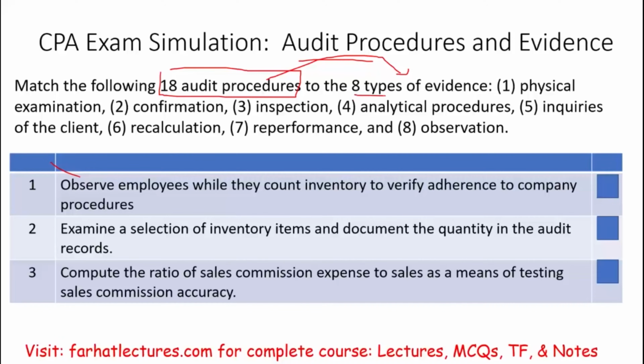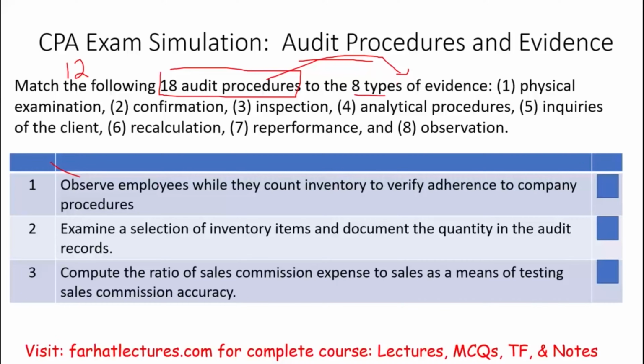We have 8 types of evidence. You should be familiar with the different types of audit procedures. We have around 12 different procedures and 8 types of evidence, so we're going to match the procedures to the evidence. On the CPA exam, you would be expected to know this. What procedures go with which evidence? That's very important. That's basics in collecting evidence and evaluating evidence.